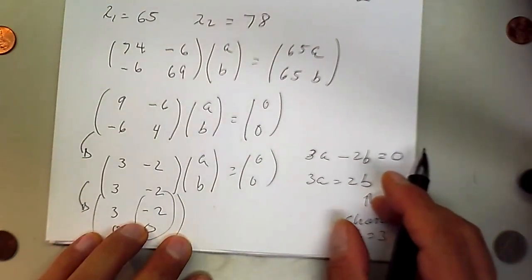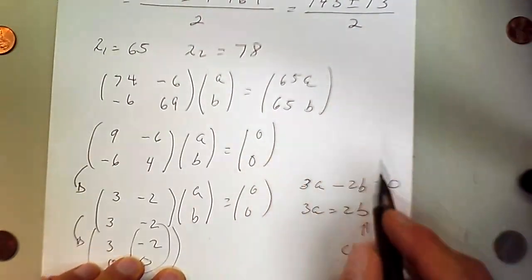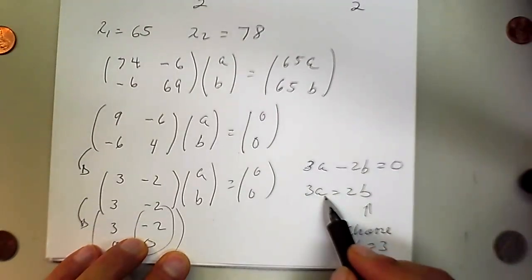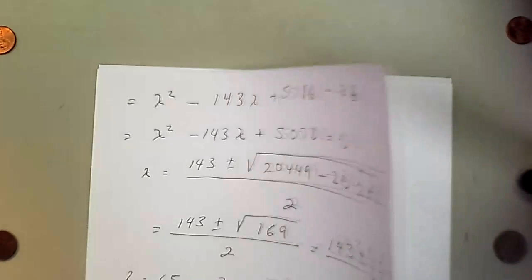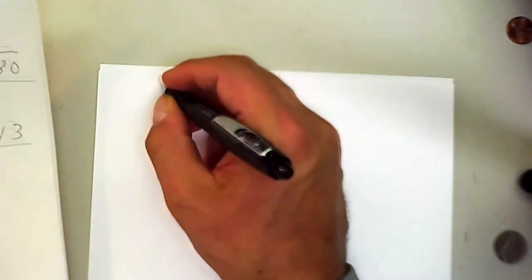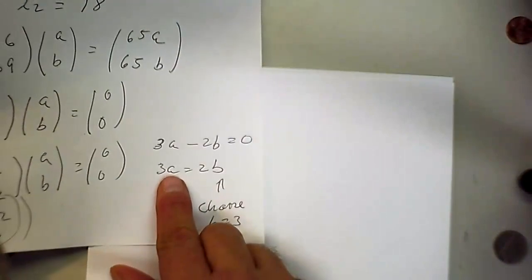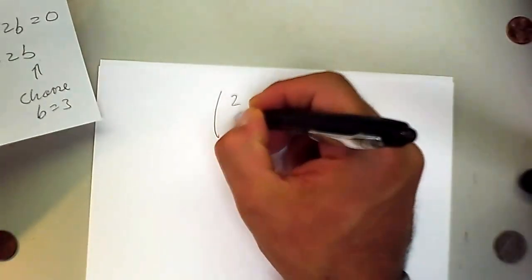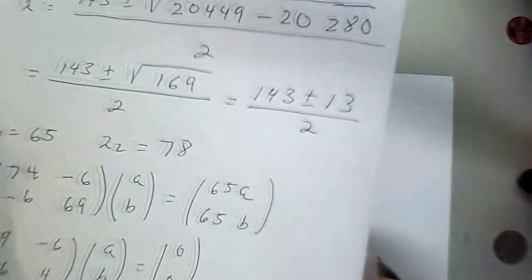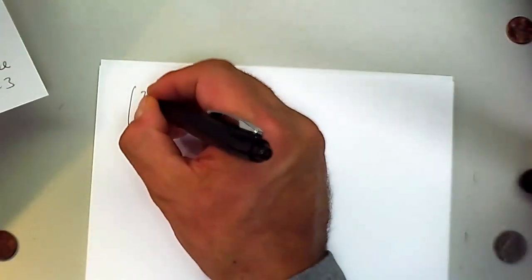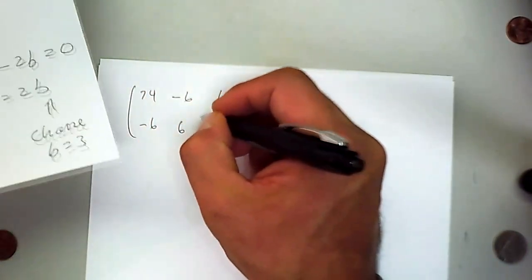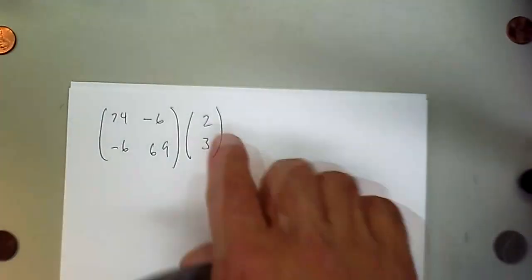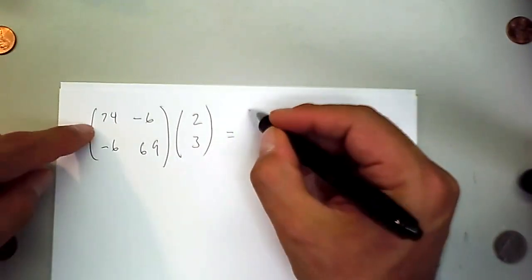So the eigenvector corresponding to the eigenvalue 65 will be 2, 3. We can double check. It was 2, 3 times the original matrix, 74, negative 6, negative 6 because of the symmetry, and then 69. So we better end up with 65 times 2, 3. And let's see if that is true.